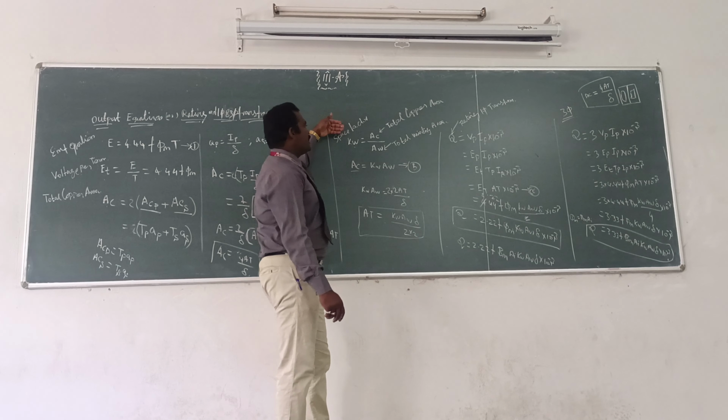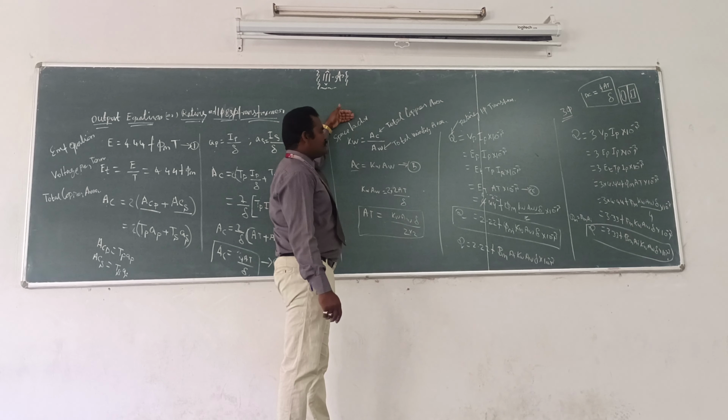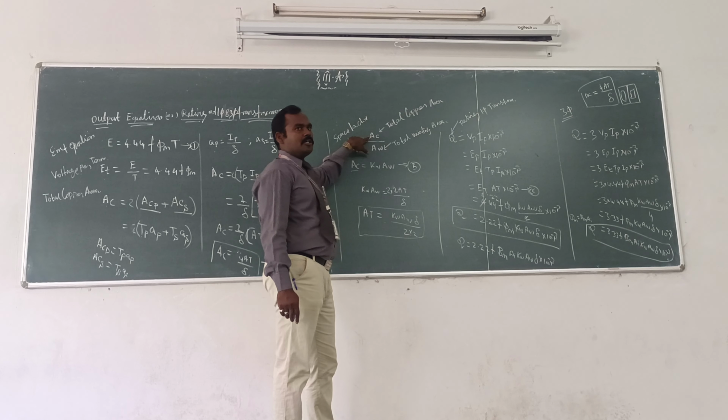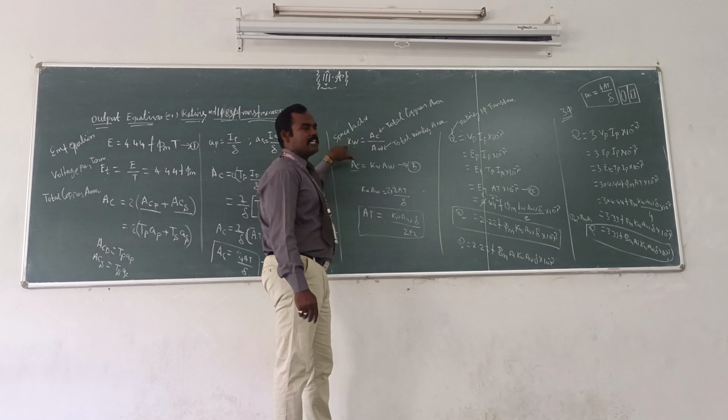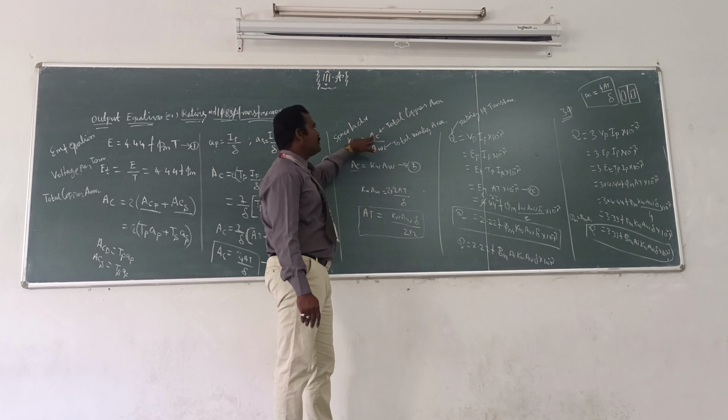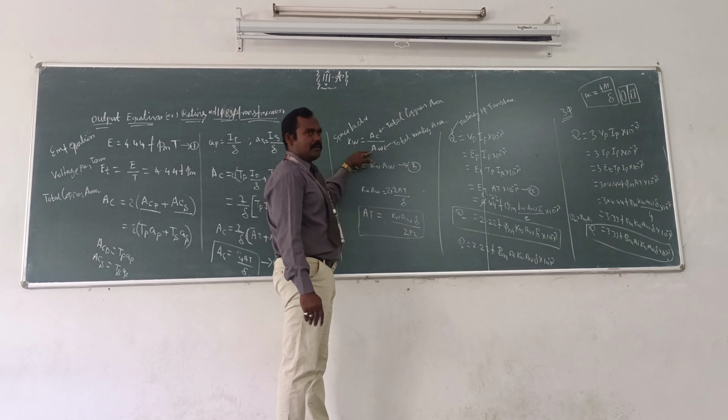Okay, so now you can consider the phase factor. The phase factor should be equal to the total copper area to the total winding area. The phase factor is defined as the ratio between the total copper area and the total winding area.